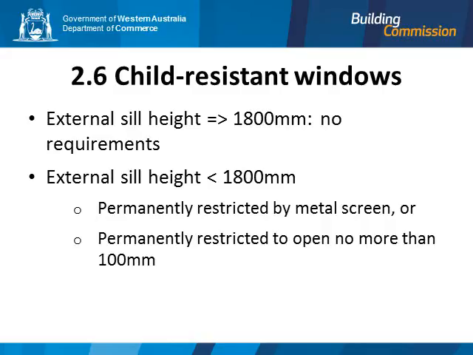Under the new standard, if the windowsill is less than 1800 mm from the floor level on the pool side, the openable portion of the window needs to be permanently restricted to open no more than 100 mm. Alternatively, the openable portion should be protected by a security screen. If the windowsill is 1800 mm or above the floor level, there are no restrictions required.